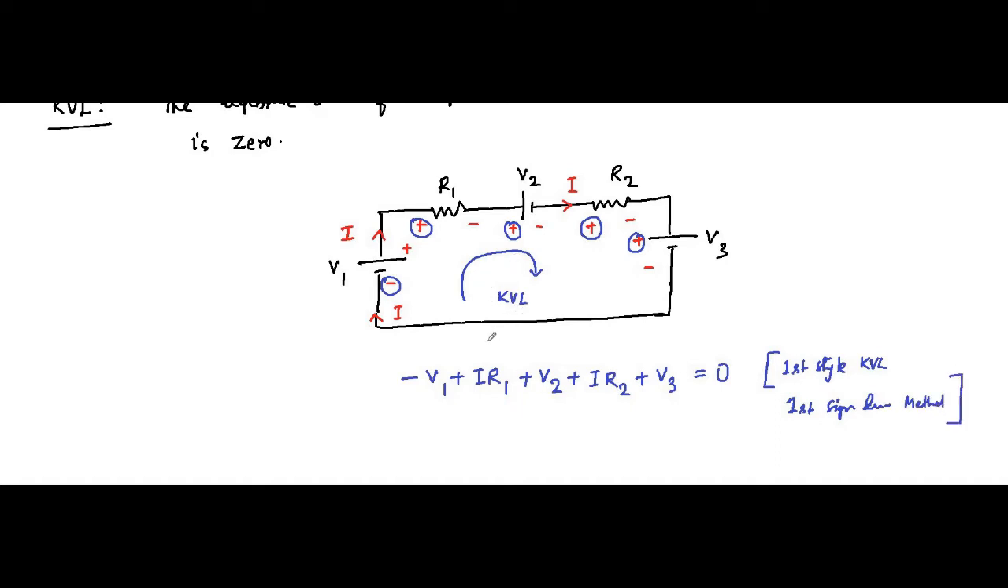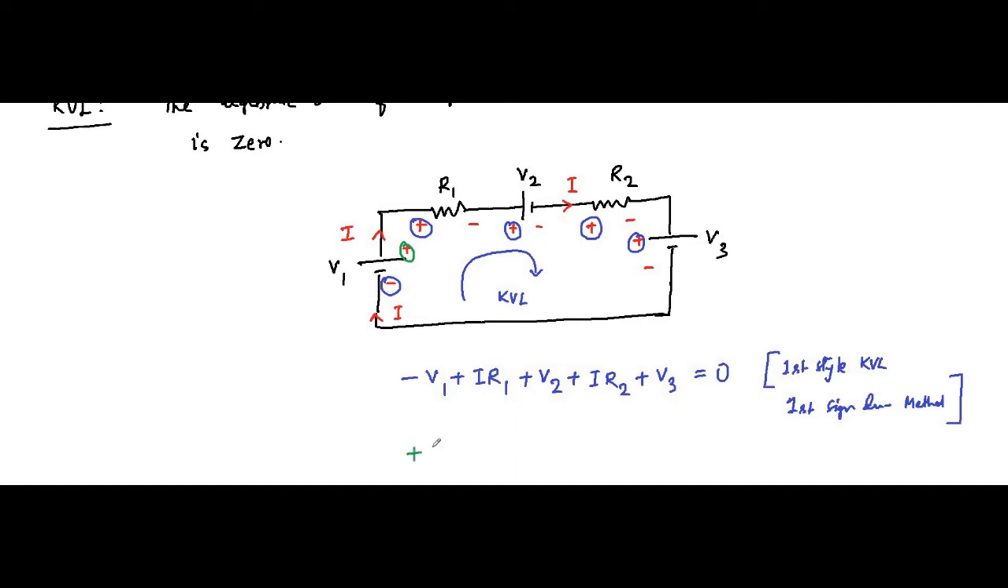The second method is just the opposite. You write the second sign that you come across while dealing with each circuit element. So here for V1 we apply KVL in the same direction. Coming across V1, the second sign that we come across is the positive terminal, this plus. So here we will write plus V1.